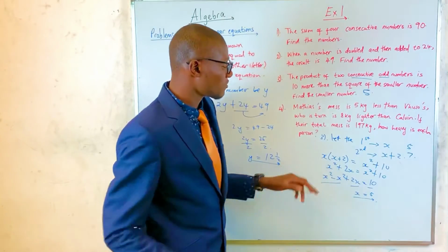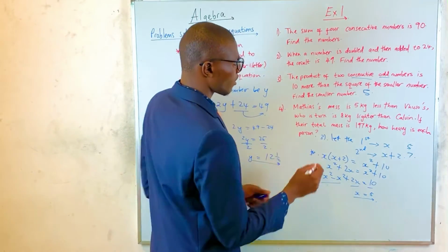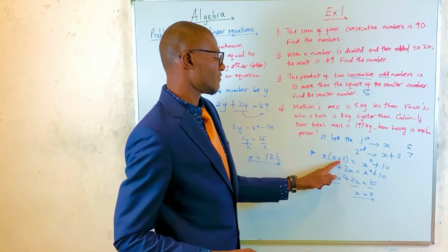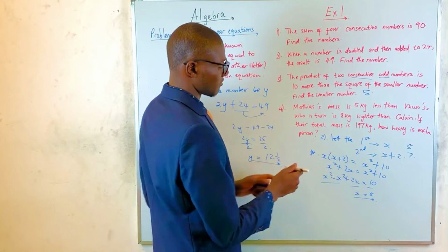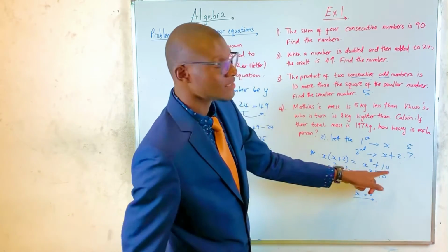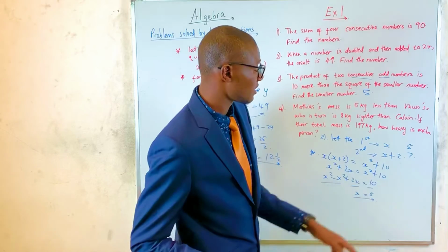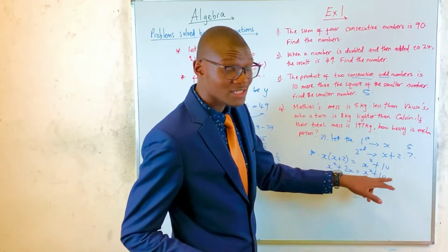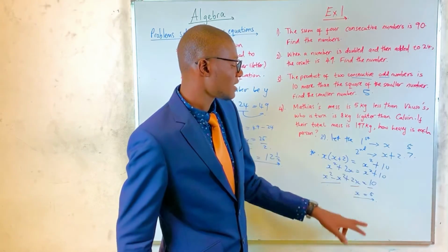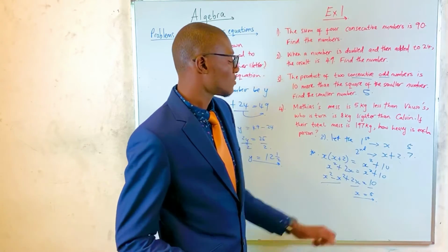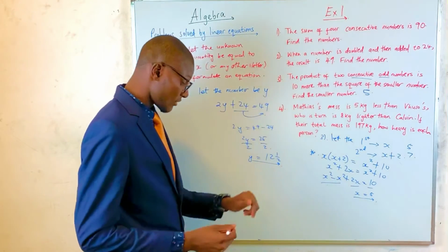And now if you want to prove this fact here, we are saying that 7 times 5 is 35. And then 5 squared plus 10, which is 25 plus 10, will also be equal to 35. So this proves that our answer is correct.